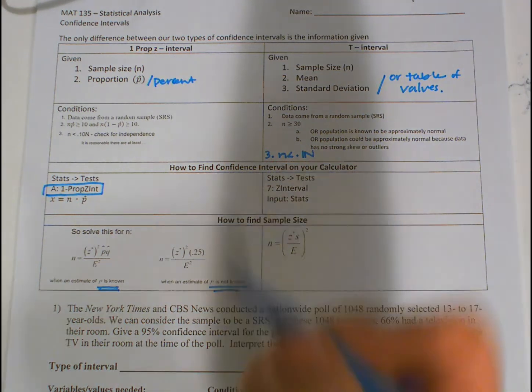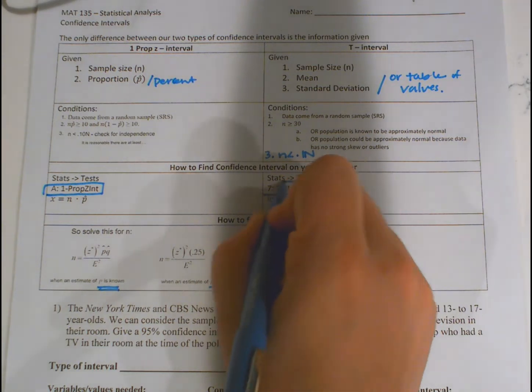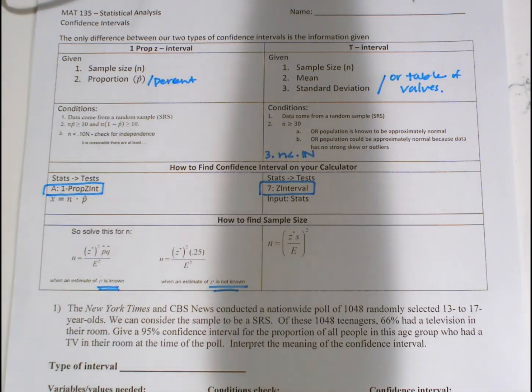So for this one, we run a T interval, and then if we want to find its n value, we use this formula here. So those are kind of the key differences and how-tos and what we need. So now we'll go ahead and go over some examples together of each type.